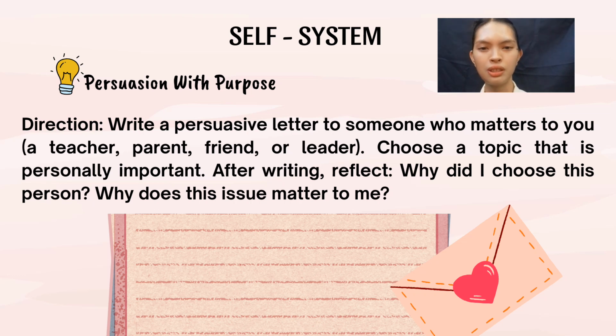Okay, in this activity, students will write a persuasive letter to someone meaningful, like a teacher, parent, or a friend, about an issue that is important to them. Then they will reflect on why they chose this person and why this issue really matters to them. Here, persuasion is not just a school exercise anymore. It becomes personal, connected to their identity and purpose. That's why it fits the self system level.